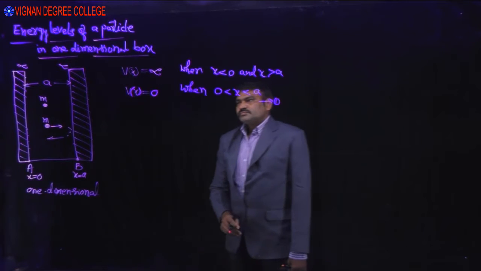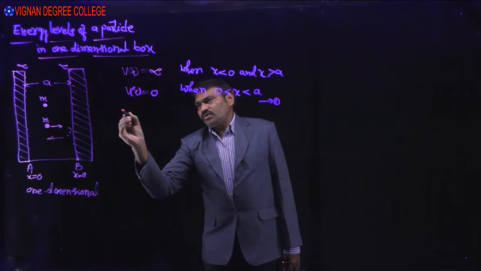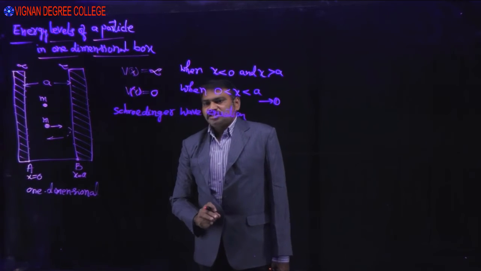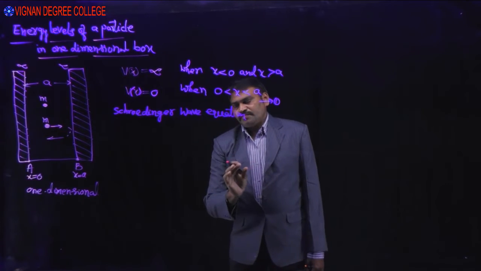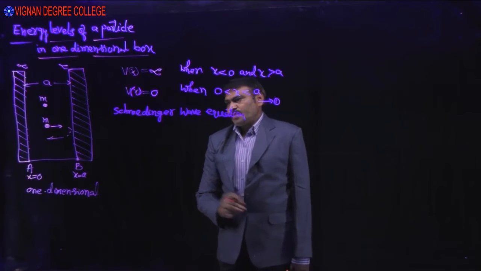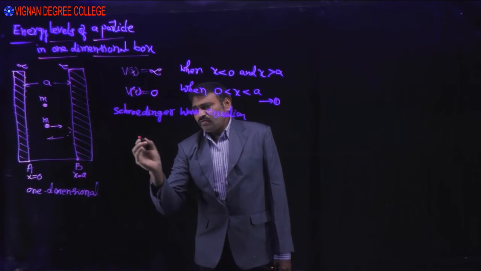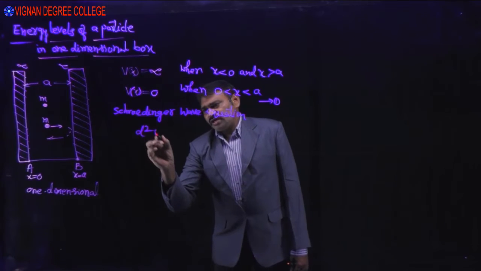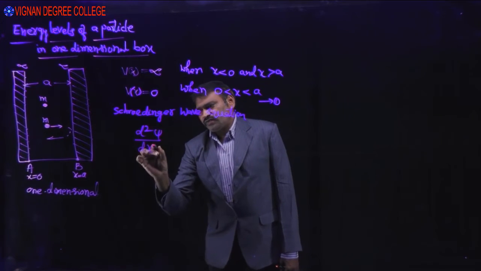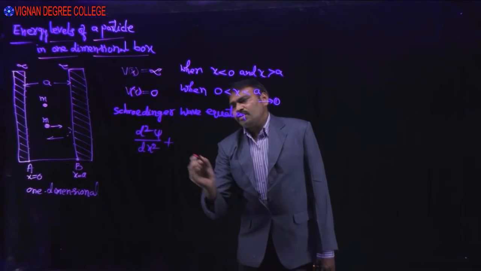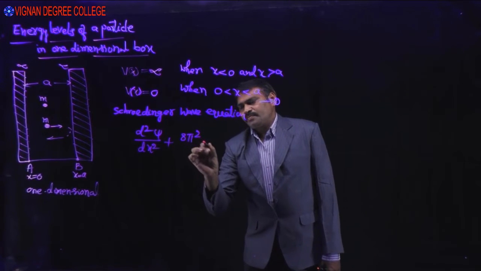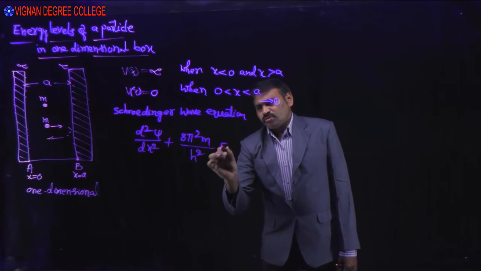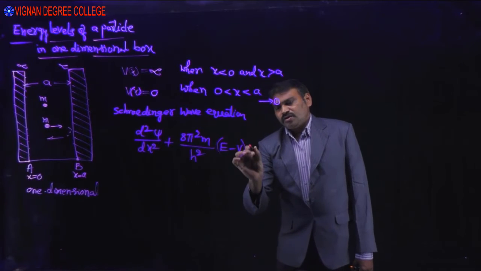Then the Schrodinger wave equation. We know the Schrodinger wave equation: del square psi plus 2m by h cut square into E minus V into psi is equal to 0. Here in this case, the particle is moving in only one direction. So the Schrodinger wave equation is d square psi by dx square plus 8 pi square m by h square into E minus V into psi is equal to 0.